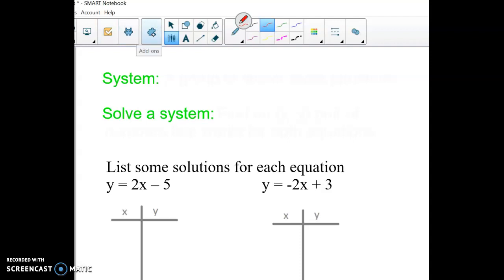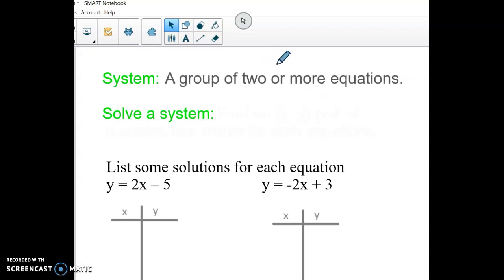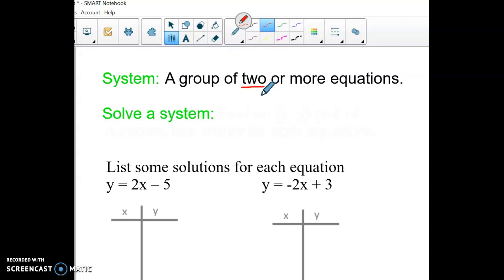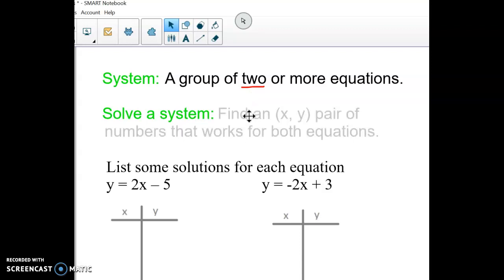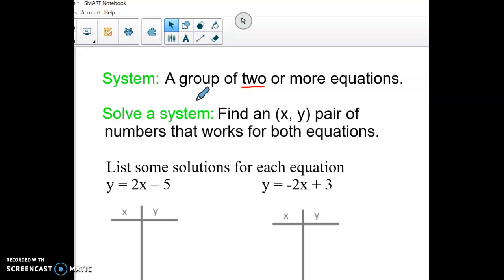All right, so if you just want to take some quick notes here, real quick, about what is a system. All right, so a system of equations is just a group of 2 or more equations. And for us, it's pretty much always going to be 2. Actually, in the back half, we'll do some systems of inequalities that have more than 2, but for the most part, on the beginning here, I'll just have 2. Okay, so for solving a system, you want to find an xy pair of numbers that works for both equations.